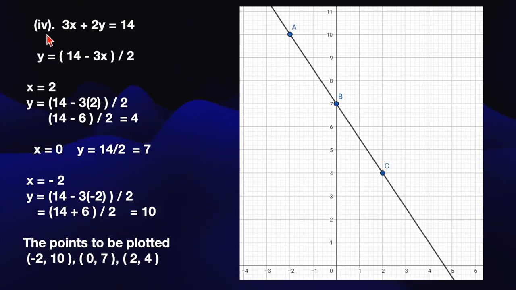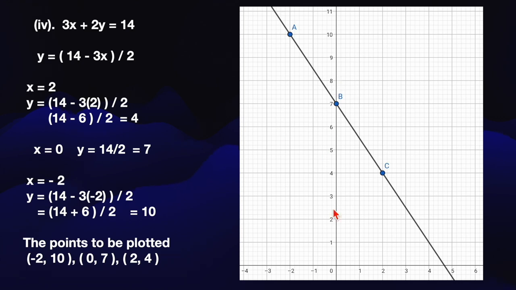Okay, next sum, 3x plus 2y is equal to 14. First write down in terms of y: y is equal to (14 minus 3x) upon 2. Now here again we are going to put the value of x as 2 so that we can cancel out these fractions. Put here 2 and substitute and evaluate, you get the value 4. Put x is equal to 0, you get y is equal to 7. Put x is equal to minus 2 here and evaluate, you get y is equal to 10.